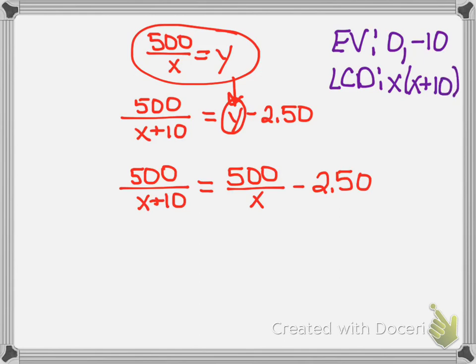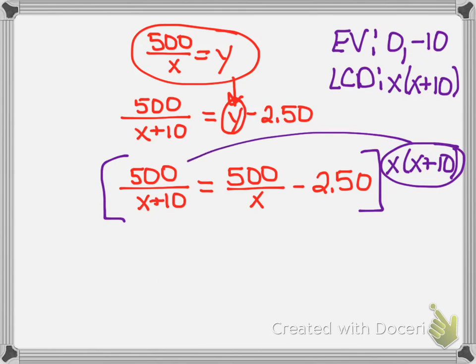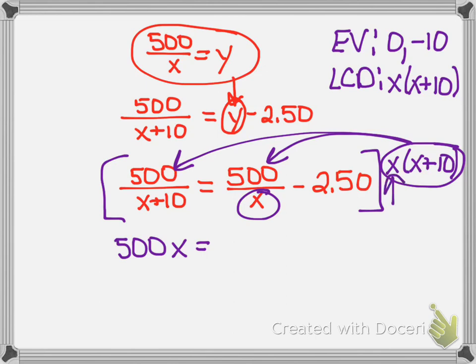Okay, so like I said, very, very similar to the second example. So I'm going to take my entire equation, distribute through by X times X plus 10. When I take that LCD and distribute to the left side of the equation, the X plus 10s would cancel, and we would have the 500 times X. When I distribute to the first part of the right side of the equation, this X would cancel out with this X, and so we would be left with the 500 and the X plus 10.